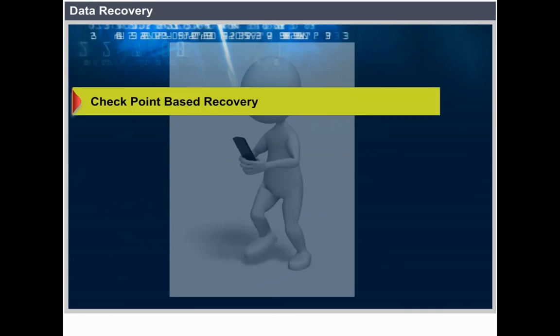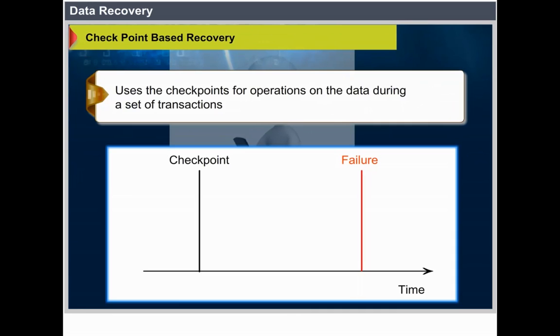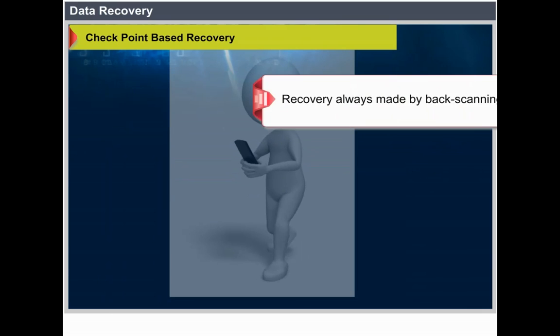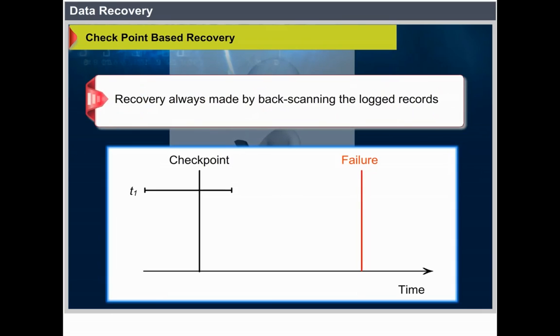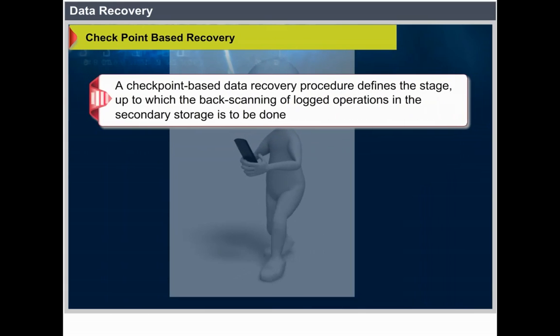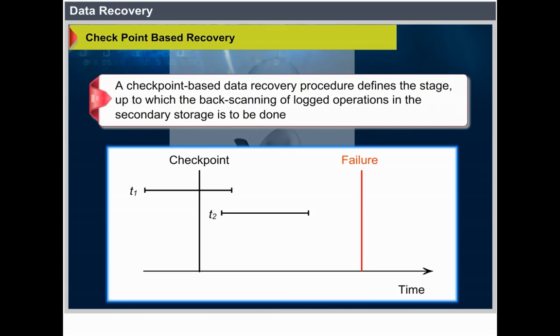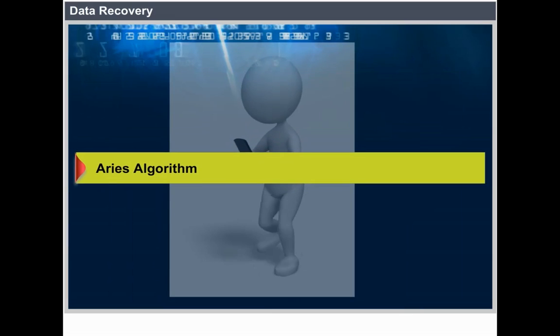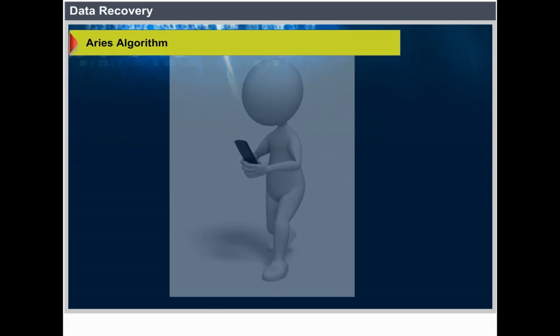Checkpoint-based recovery uses the checkpoints for operations on the data during a set of transactions. Recovery is always made by backscanning the logged records. A checkpoint-based data recovery procedure defines the stage up to which the backscanning of logged operations in the secondary storage is to be done. ARIES algorithm.